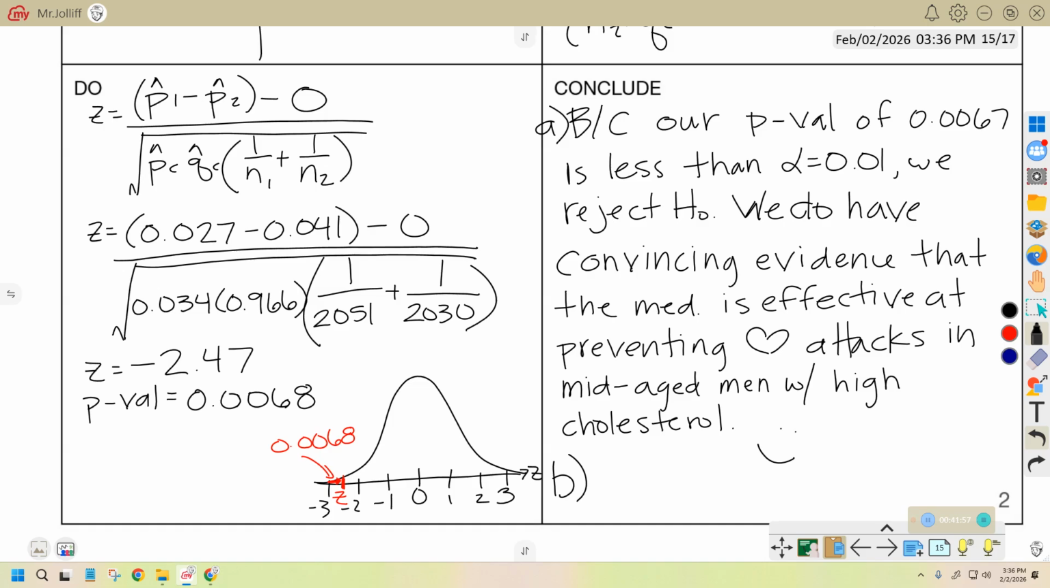So if I do repeated sampling from this same population, middle-aged men with high cholesterol, I randomly assign them to two groups, one med, one placebo. There is a 0.68% chance that that random sample will end up where I am or further out. So of all possible samples I could draw, less than 1% of them are where I am or more extreme.